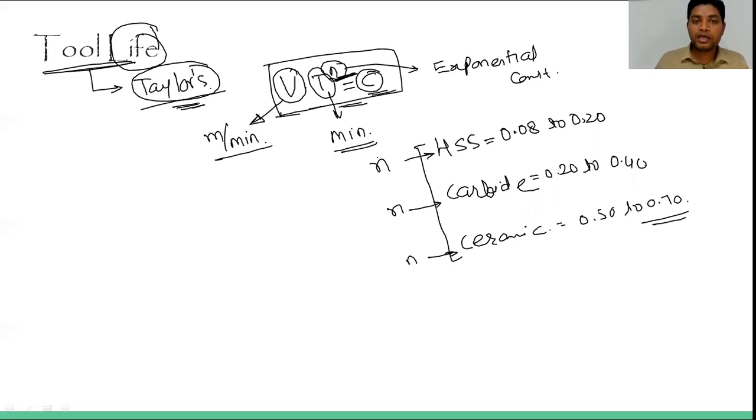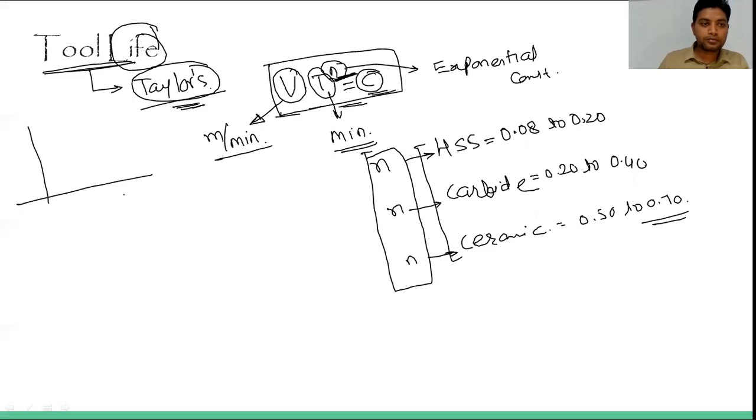Now if we are using three different materials, then for tool life, this is V and this is T, tool life. The graphs will be like this, because VT raised to n equals constant. If you make the graph between V and T, it will be like this. These are the values of n: this is for HSS, this is for carbide, and this is for ceramic. As the n value increases, the graph also increases.